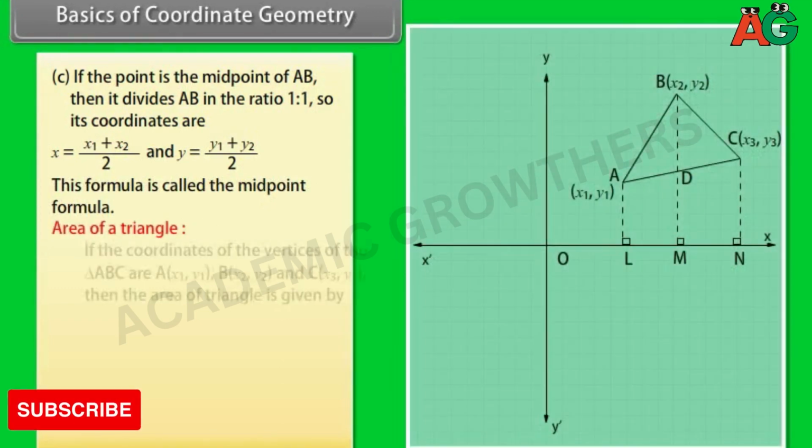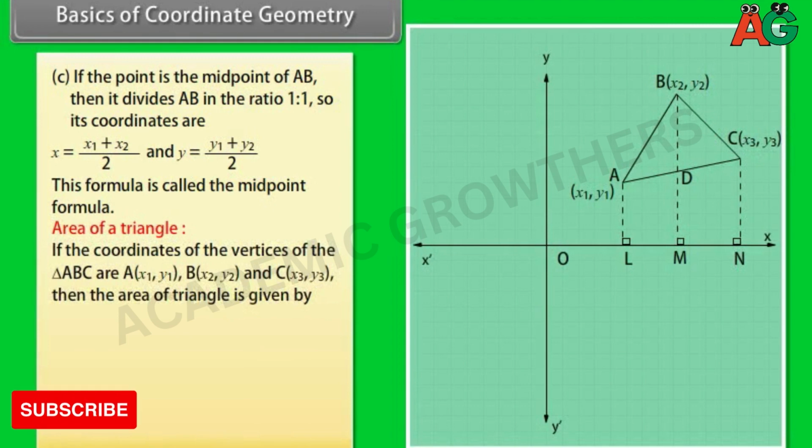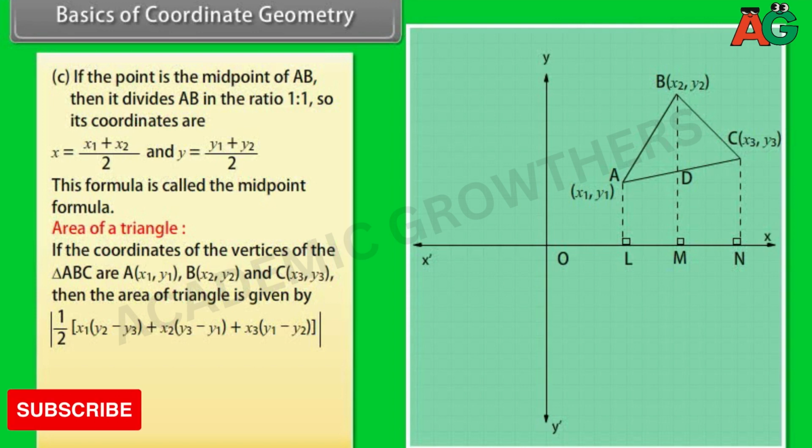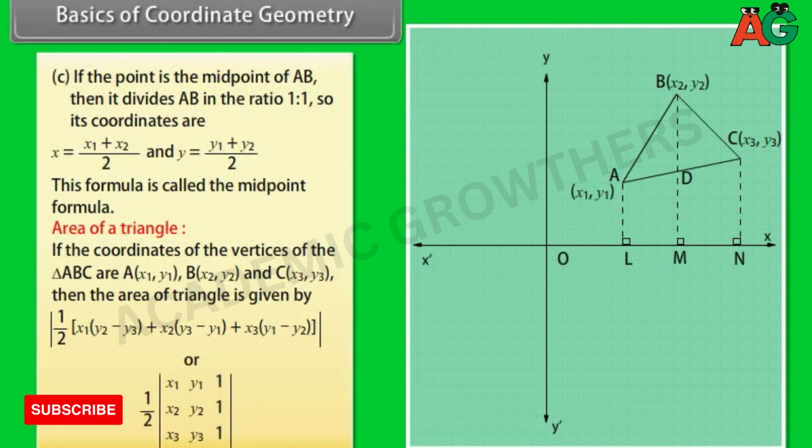Area of a triangle. If the coordinates of the vertices of triangle ABC are A(x1, y1), B(x2, y2) and C(x3, y3), then the area of the triangle is given by the modulus of 1 by 2 multiplied by [x1 into (y2 minus y3) plus x2 into (y3 minus y1) plus x3 into (y1 minus y2)], or 1 by 2 determinant, first row x1, y1, 1, second row x2, y2, 1, third row x3, y3, 1.